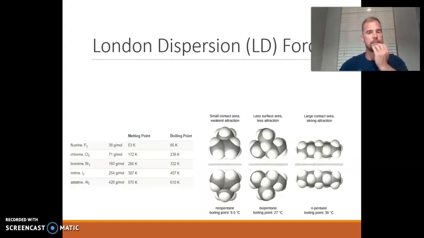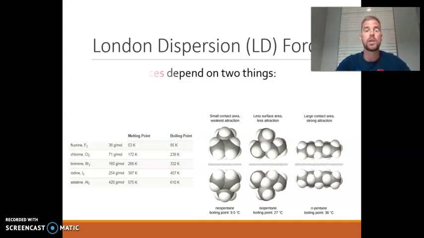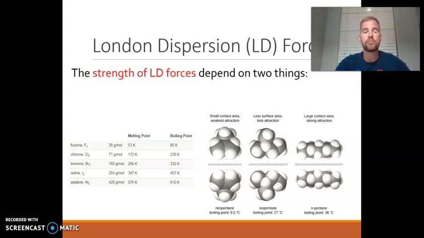So let's talk a little bit more about London dispersion forces. What if you had to figure out, okay, great, all particles experience London dispersion, but how do you know which particles experience stronger London dispersion, because not all London dispersion forces are made equal. Well, let's talk about that. The strength of London dispersion forces depends on two things.